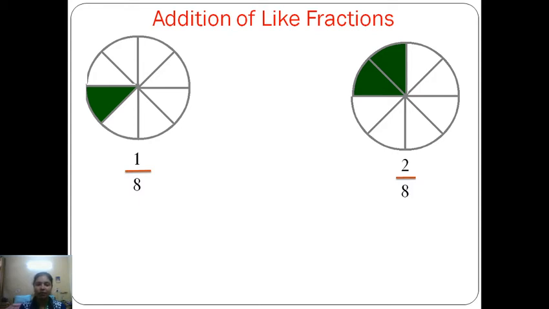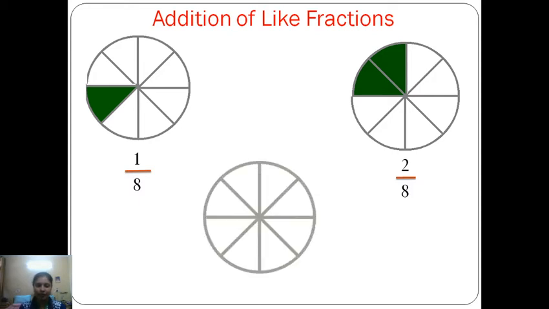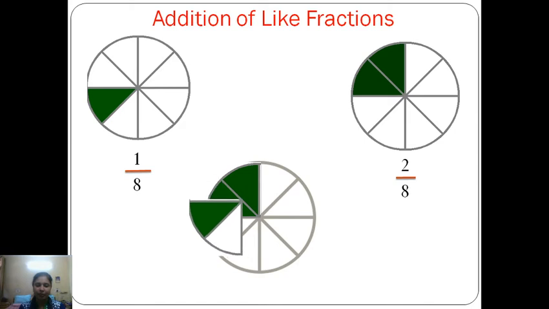Okay. If we put them together like this, 2 part you have eaten and 1 part Papa has eaten. If we put these 2 together, we see that 3 parts out of 8 parts have been eaten by both of you. So what fraction of the cake has been eaten? We can say it is 3 by 8.